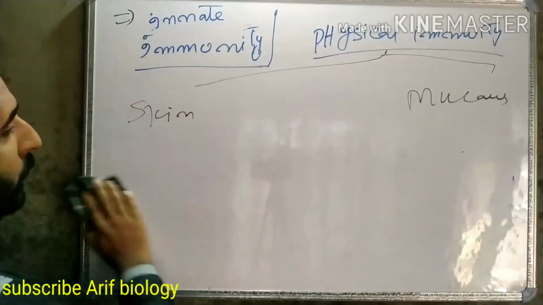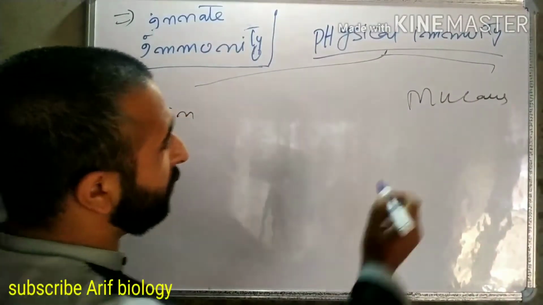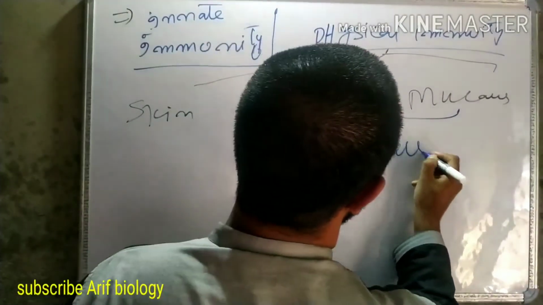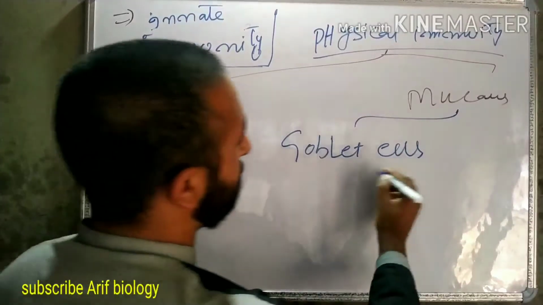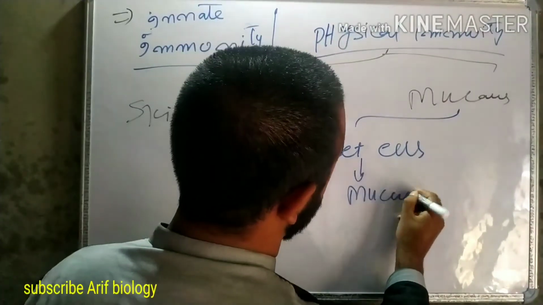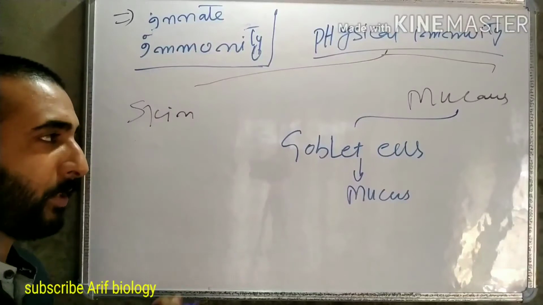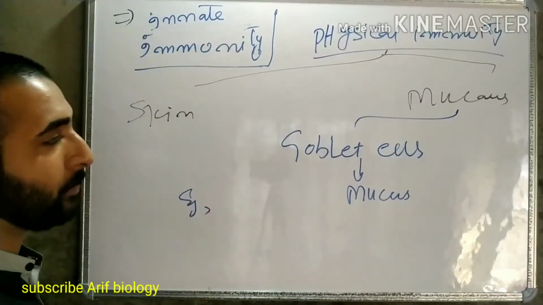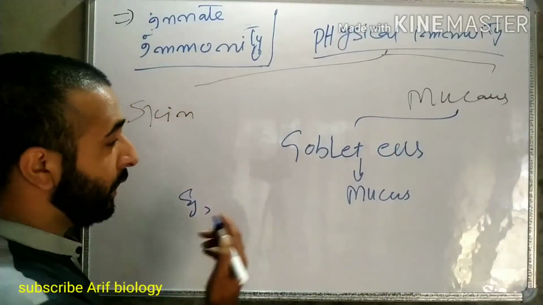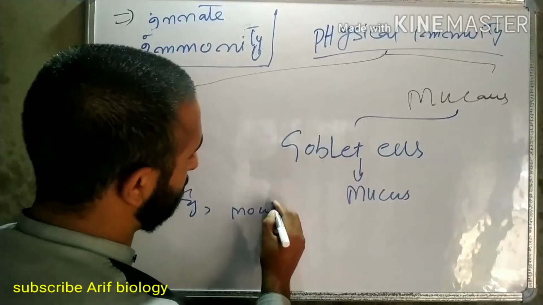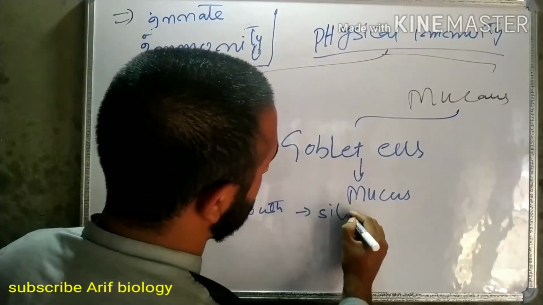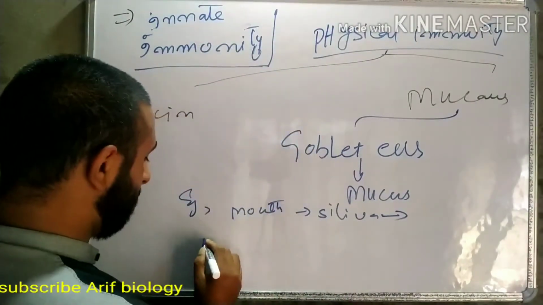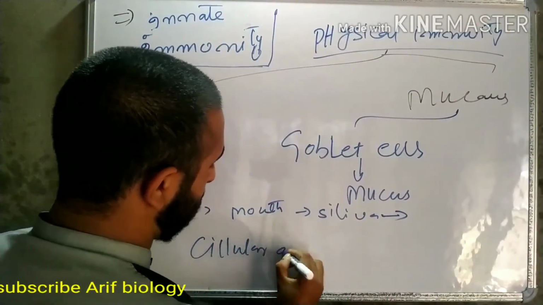You know, as mucus, we have the goblet cells. Goblet cells secrete what? They secrete mucus. Goblet cells, you know, are present in different parts of the body and these cells secrete mucus. Example, if I tell you here about goblet cells. Suppose if you look in your mouth, in the mouth there is saliva. So what happens? This saliva shows cellular activities.